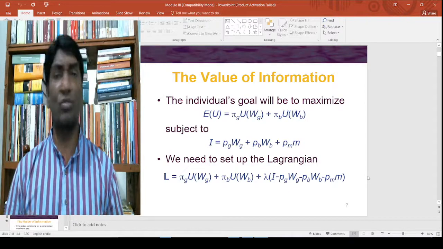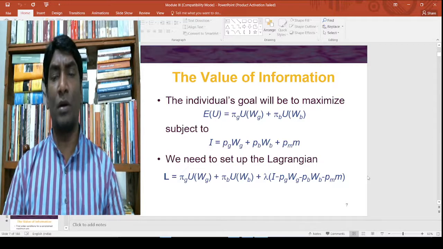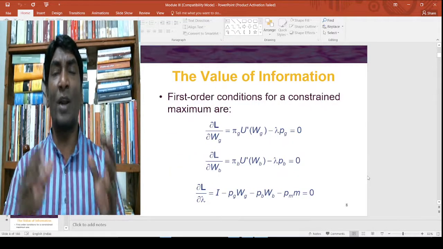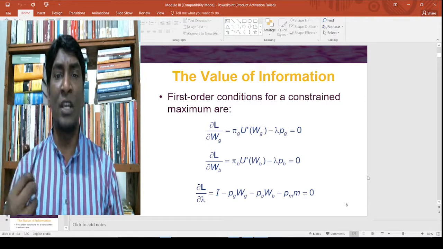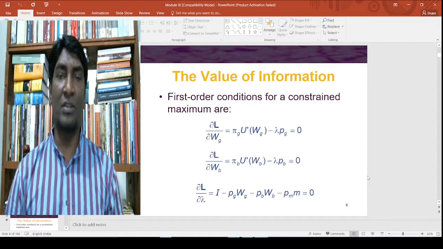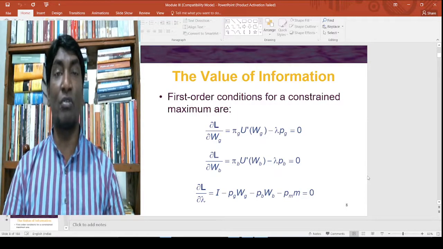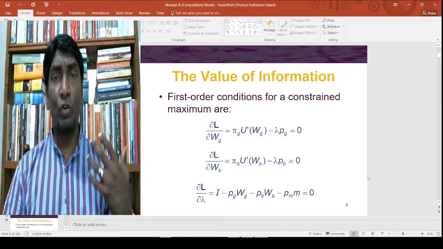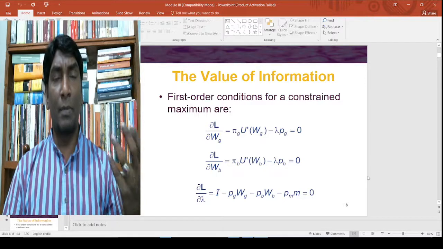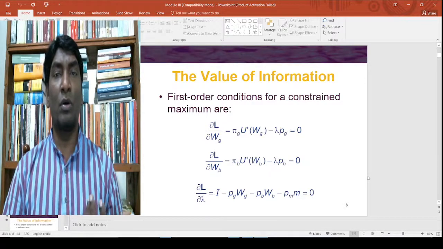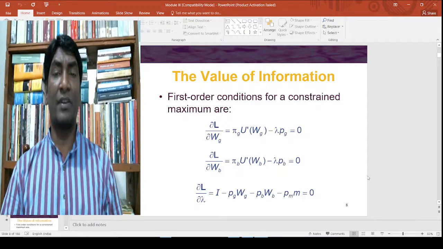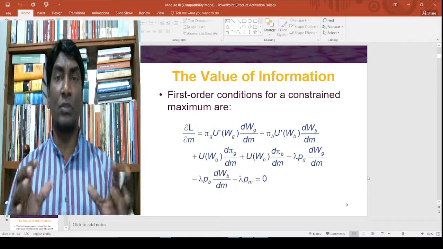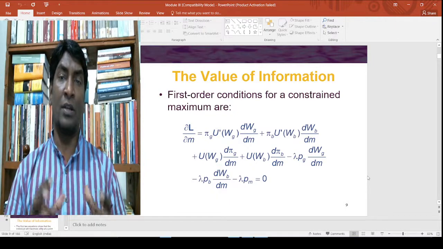To solve this, you can apply a Lagrangian multiplier and substitute all the equations along with what is given. Then you can have a first order condition for the constrained maximization, which is dL by dWg equals pi g U'(Wg) minus lambda pg, which is of course going to be 0. For the bad information case, you have dL by dWb equals pi b U'(Wb) minus lambda pb, which is also going to be 0. So that is a net effect of 0, which will give you the total value of the information based on the calculation you are going to make.